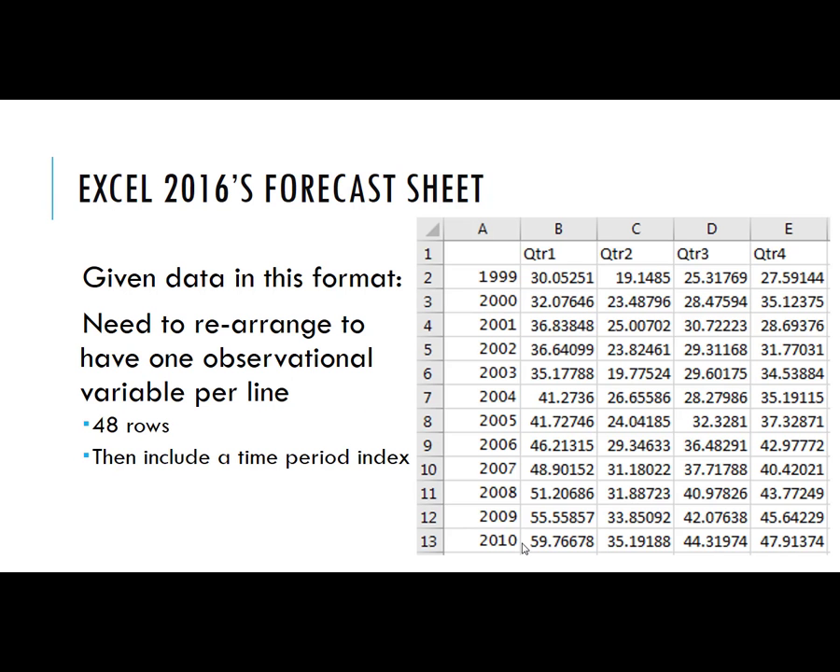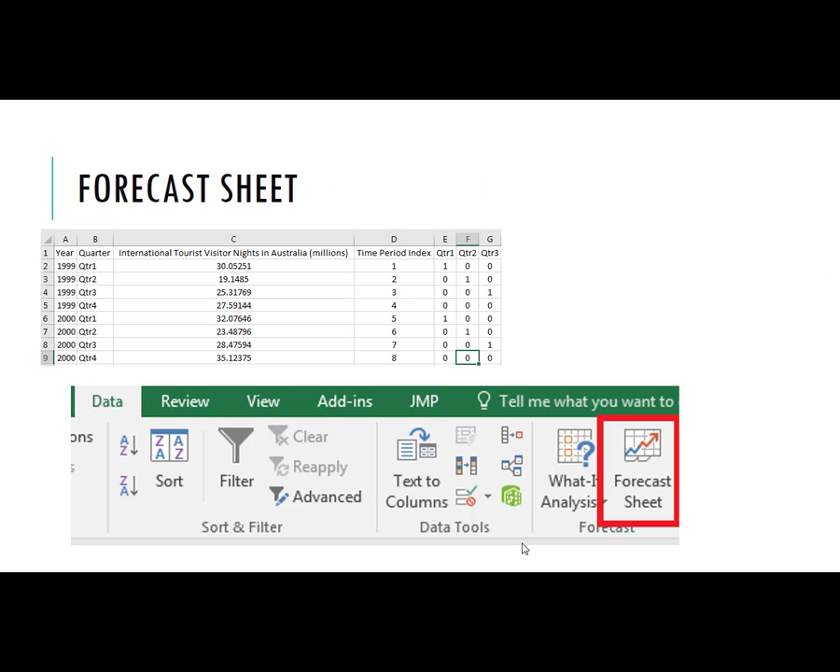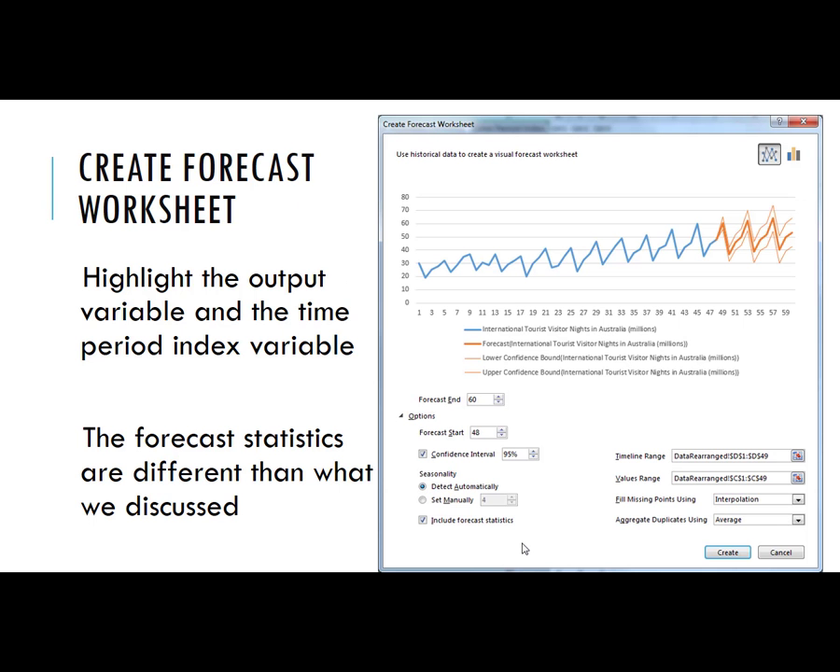So let's look at Excel 2016's forecast sheet. So we had the data given this way. We rearranged it. We included a time period index. So now what we need to do is, under the data tab, there's a forecast sheet, right? So that's what we're going to be using on the data. And then to create it, we highlight the output variable as well as the time period index. And then we also want to make sure that we check off the include forecast statistics option, which is down in the bottom part here, right? So we're going to try that and see what happens.